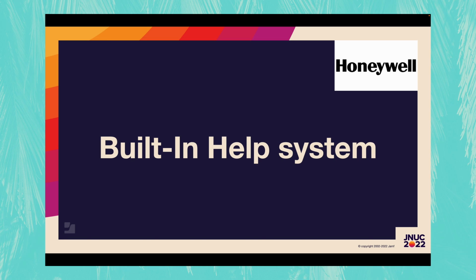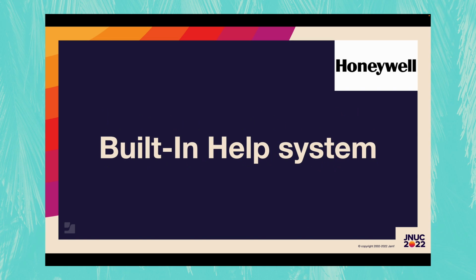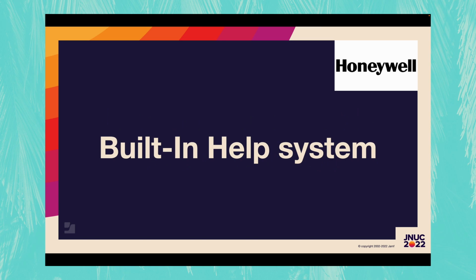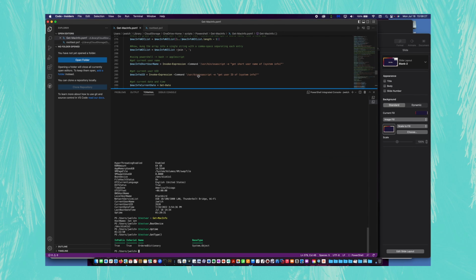Okay, back into Visual Studio Code. There's a built-in help system. Basically, it's Get-Help and then the module name to get help on a module, which, of course, I have because I try to be good that way. And again, I was teaching myself how this works. Get-MacInfo has its own built-in help system.